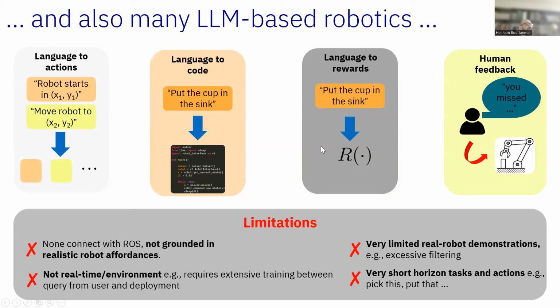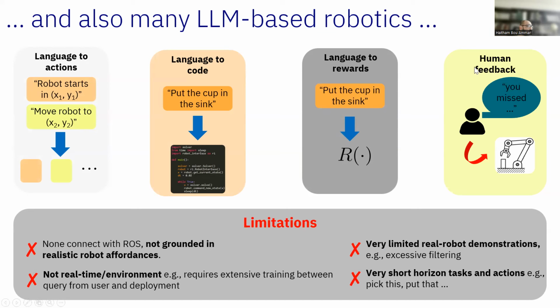Now, those methods are mostly limited in multiple ways, but many of them are not grounded in realistic robot affordances. They don't support real runtime environments because they're not very well connected to ROS. And then typically they don't have many robotic demonstrations. The demonstrations made on the robot are relatively easy tasks, except Eureka, which I think is doing impressive, amazing stuff. And they typically are also looking at very short horizon tasks. So for example, put this here, put that there and stuff like that, but they're not really solving long horizon complex tasks.